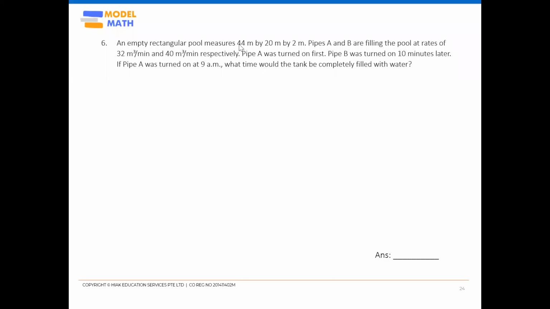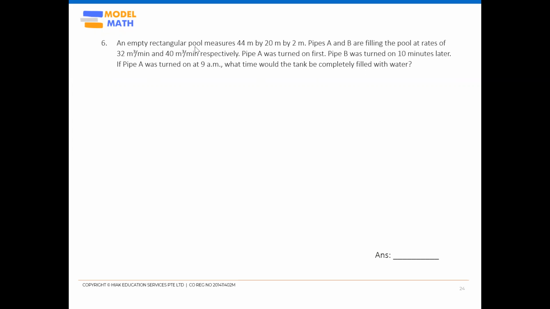The rectangular pool measures 44 meters by 20 meters by 2 meters. Pipes A and B are filling the pool at rates of 32 meter cube per minute and 40 meter cube per minute respectively. So pipe A was turned on first, B was turned on 10 minutes later. If pipe A was turned on at 9 a.m., what time would the tank be completely filled?